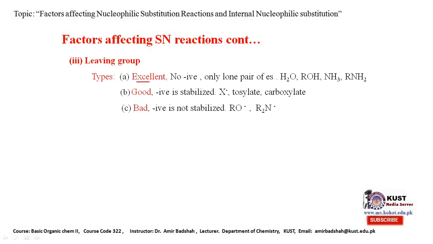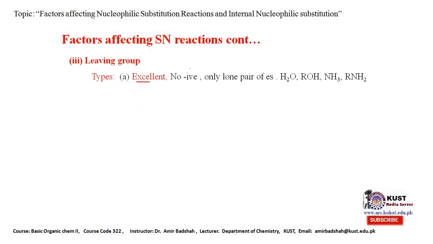Excellent leaving groups are those in which there is no negative charge, only a lone pair of electrons. When a leaving group leaves, for example this is X, and when it leaves, no charge is present on it. So after leaving, no charge is present, which means it will be a stable one. So in that case, it is a good leaving group.